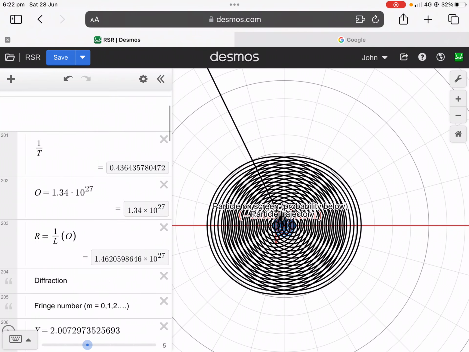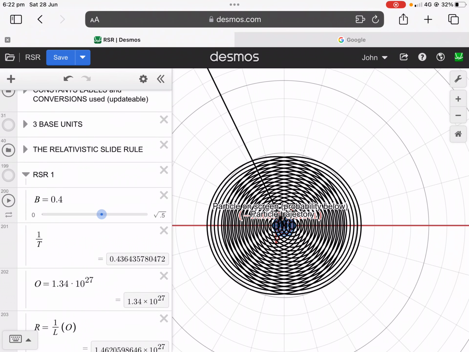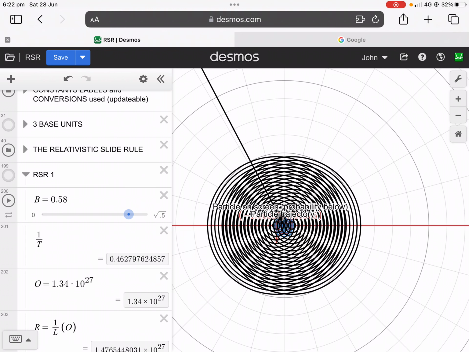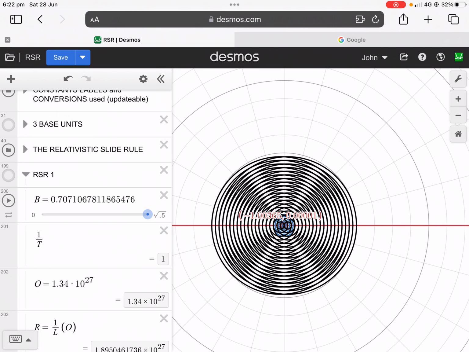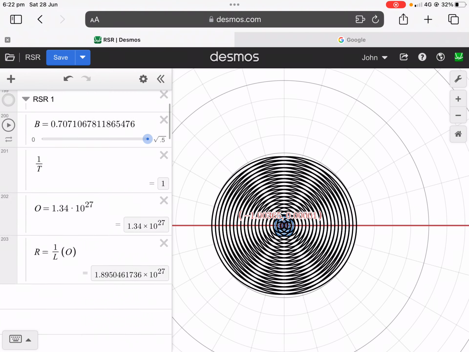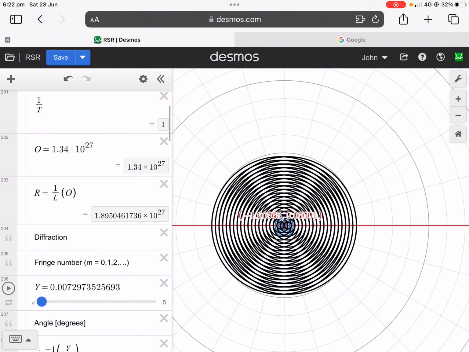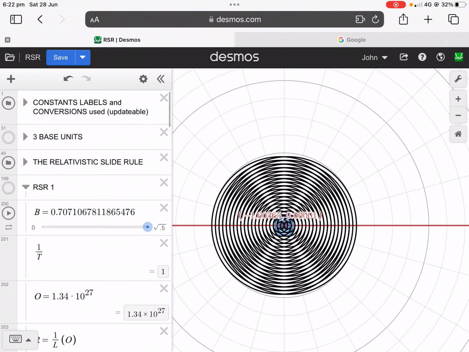And it depends on this. That can change. And when we get to the speed of light, you've only really got a fringe at 0 and at 30 degrees, and the next one is gone. Let's take it back to about 0.4.